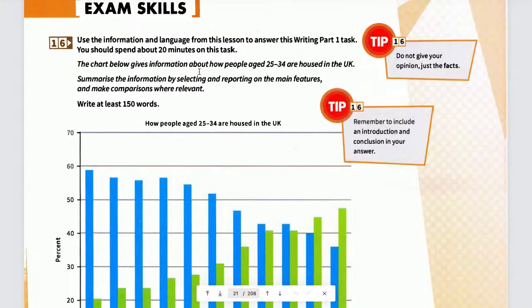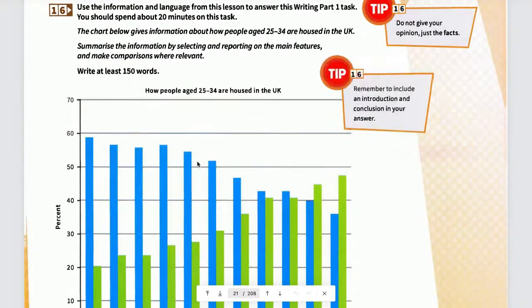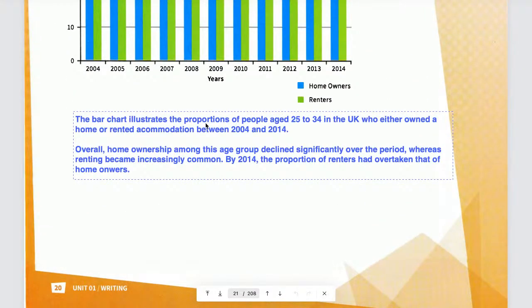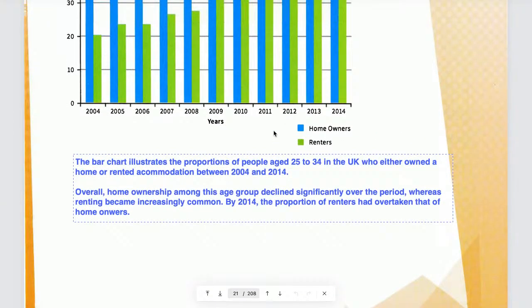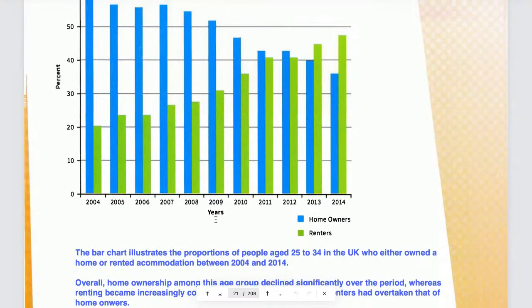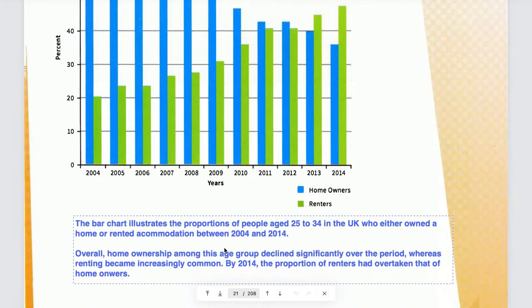And then for how people aged 25 to 34 are housed in the UK, we can write something like the proportions of people aged 25 to 34 in the UK who either owned a home or rented accommodation between 2004 and 2014. Why can we use the word proportions, guys? Tell me. Why can we use the word proportions in this case?